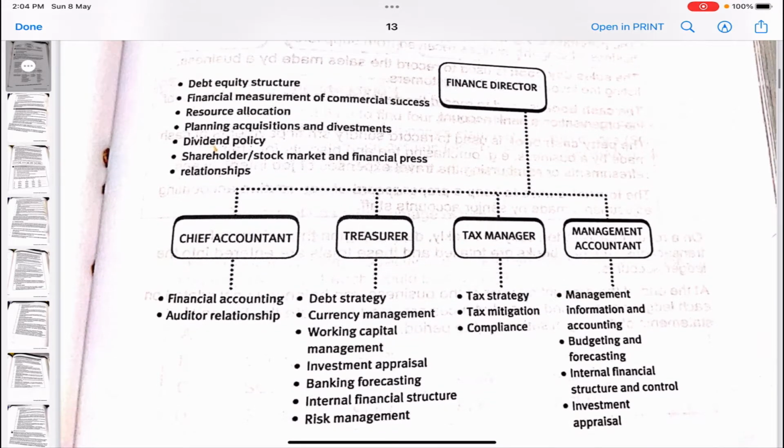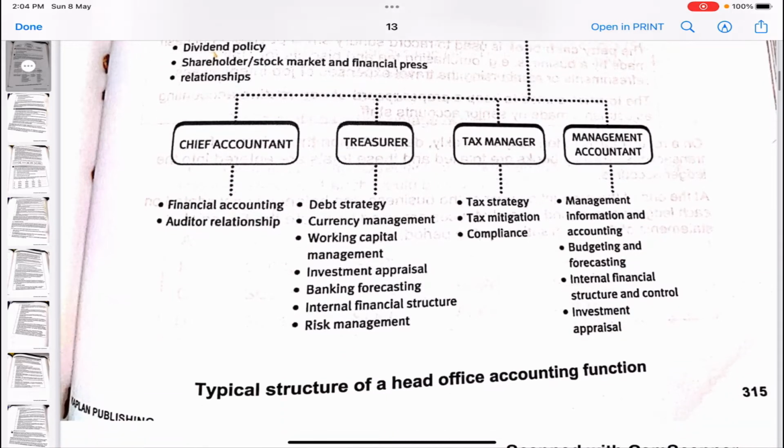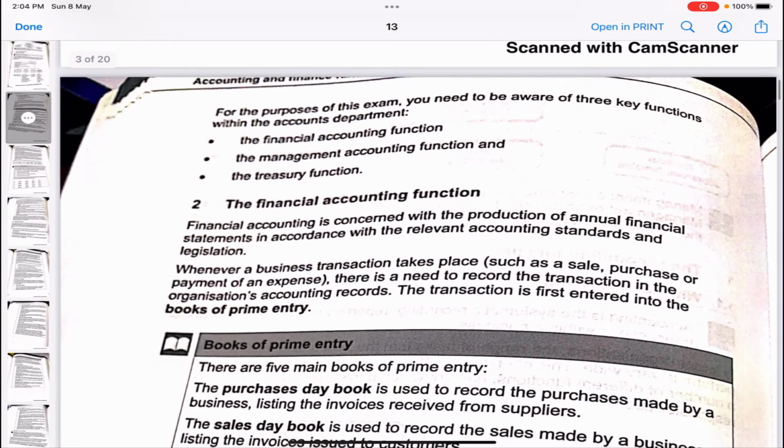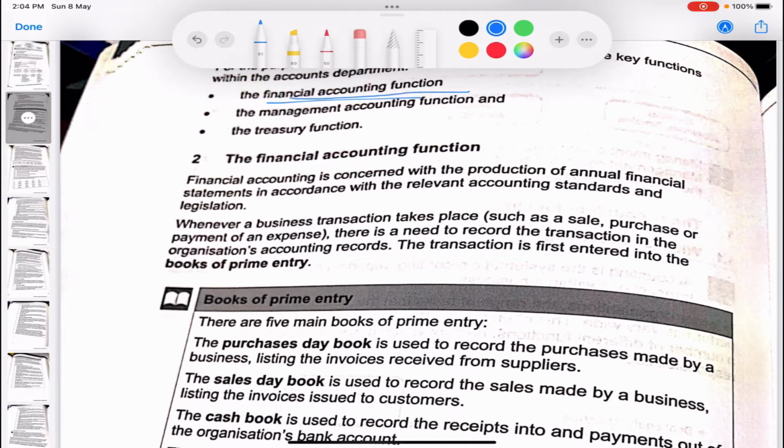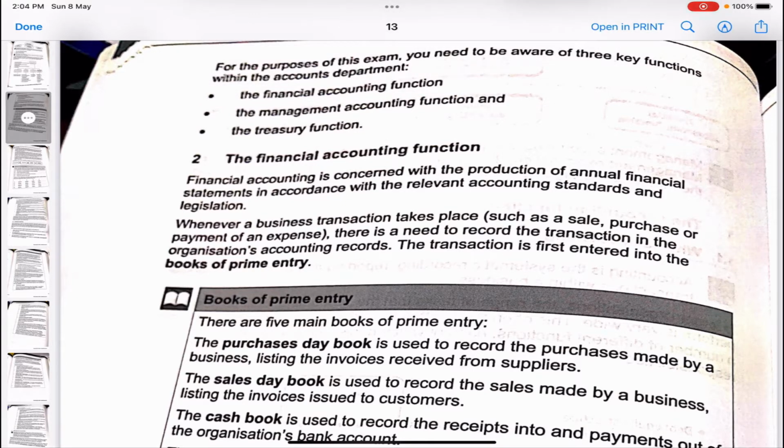Don't look at this flowchart right now because you will not be able to understand anything. We'll learn from the theory part first, and then it will be easier for you to understand the flowcharts. For this exam, we need to be aware of the three key functions within the accounts department: the financial accounting function, the management accounting function, and the treasury function. These are the three functions we'll be studying in this chapter.